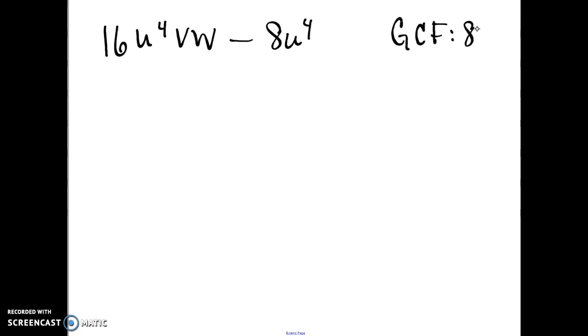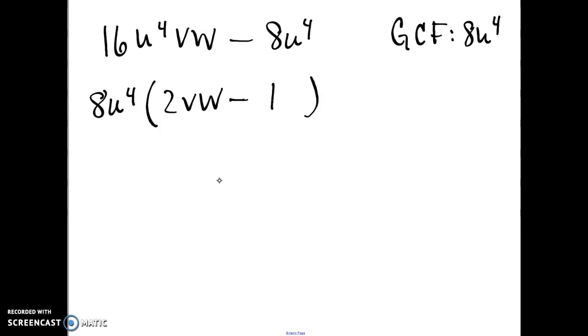So just one last reminder. If we look at our last example, we had 16, I think we did this, 16u fourth VW minus 8u to the fourth. If I look at these, my GCF is 8u to the fourth. So I will pull out 8u to the fourth. What is left over now is 2. 8 times 2 gives me 16. U to the fourth is there, so I'm going to copy my VW. Now this sign is minus, so I'm going to keep the minus sign, and then 8u to the fourth is completely pulled out, so it's minus 1.